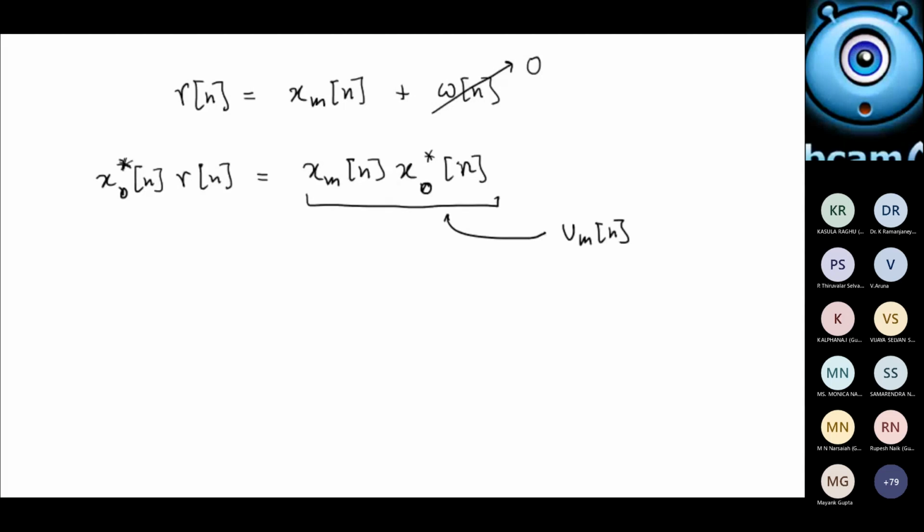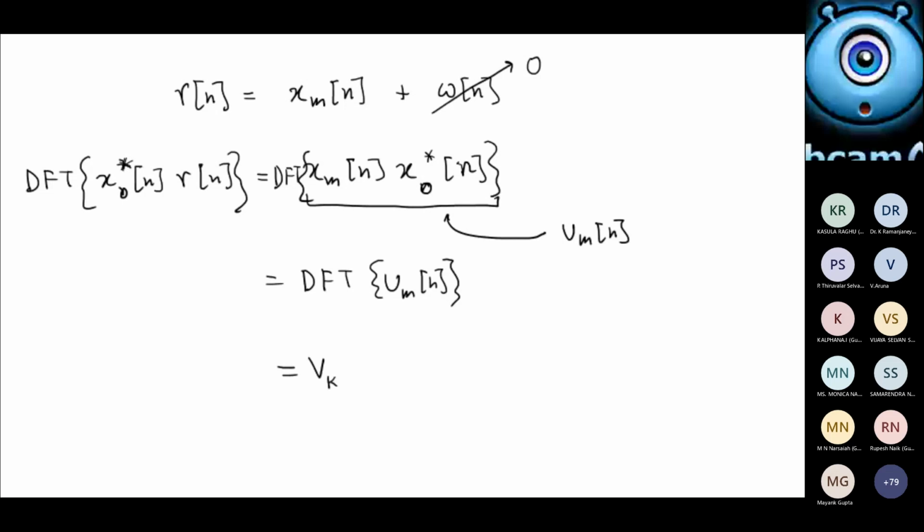So if we do this and then take the DFT of the product, this is equivalent to taking the DFT of Vmn, which we just found out to be Vm of k, and that was found out to be a non-zero value.